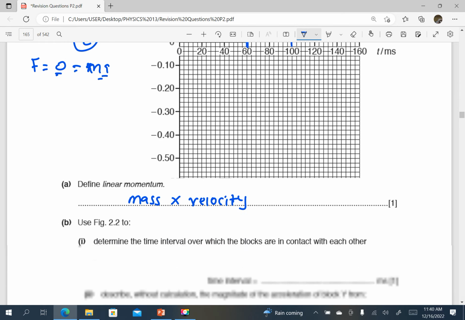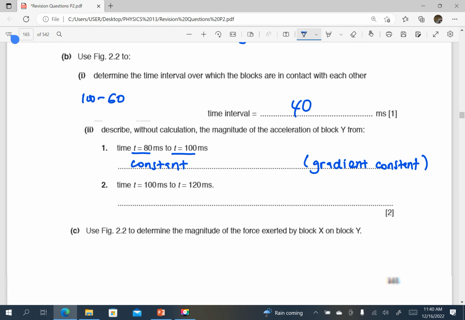Gradient is 0. There is no change in momentum. So here we shall say this is 0. That is 0. There is no change in momentum. That is the explanation. No change in momentum. The gradient is 0.